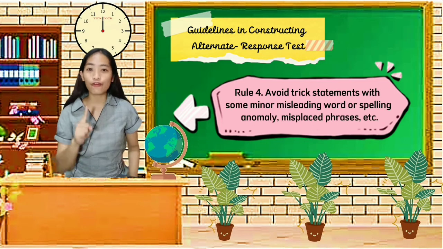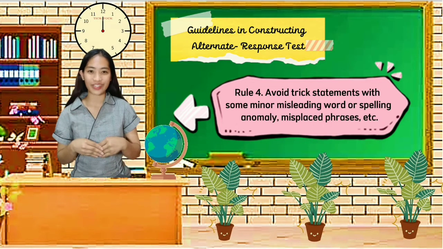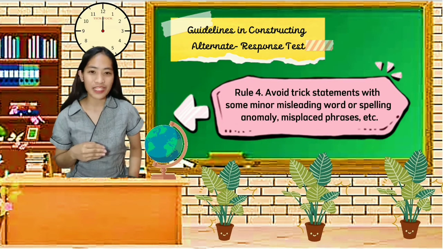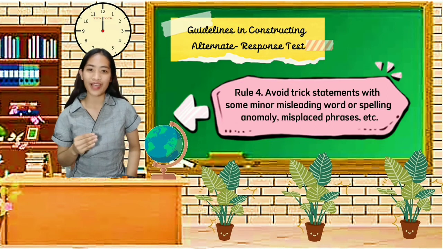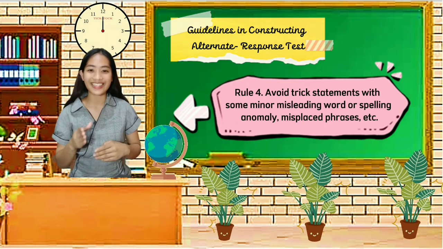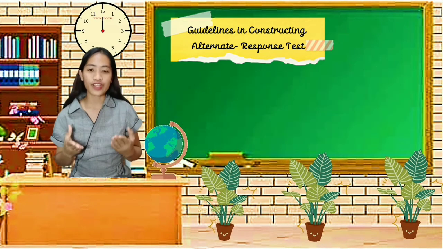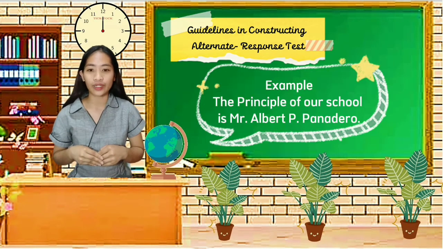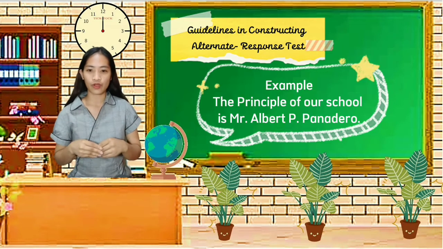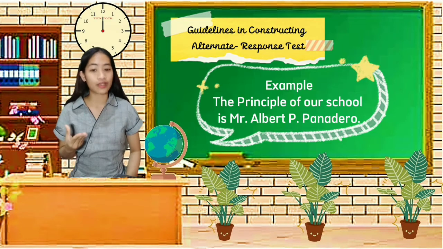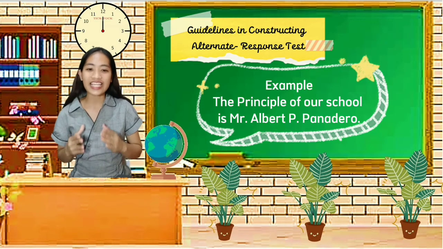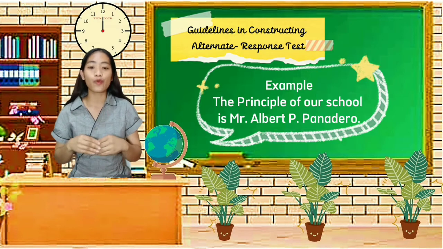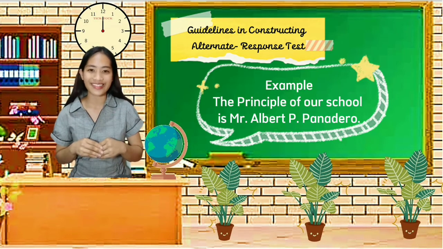Rule number 4. Avoid trick statements with some minor misleading words or spelling anomaly, misplaced phrases, and among others. A wise student who does not know the subject matter may detect this strategy and thus get the correct answer. So for example, the principal of our school is Mr. Albert P. Panadero. So the principal's name may actually be correct, but since the word is misspelled and the entire sentence takes a different meaning, the answer would be false. So this is an example of a tricky but utterly useless item.